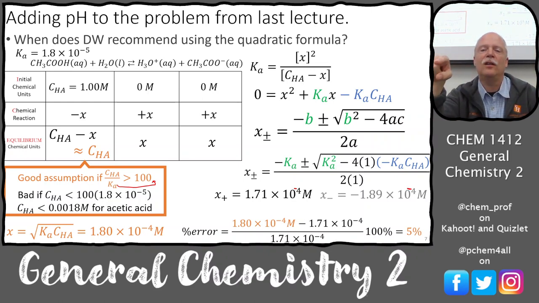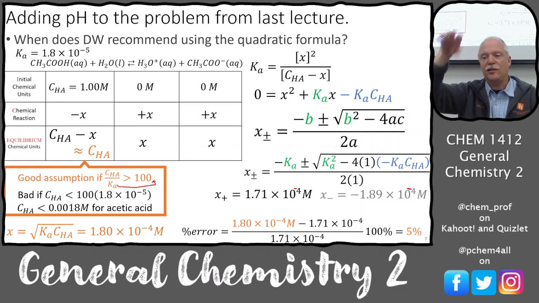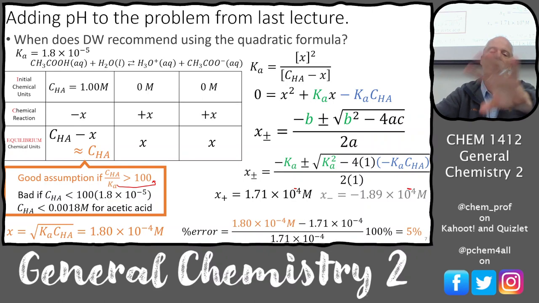And then what I've done here with the quadratic formula is general. So this is the quadratic formula for all of the acid equilibria. So, essentially algebraically, it doesn't matter what the numbers are. I've got all your constants in there. So this is the generic quadratic formula with Ka and CHA built in. And so it's right there in the video for you.